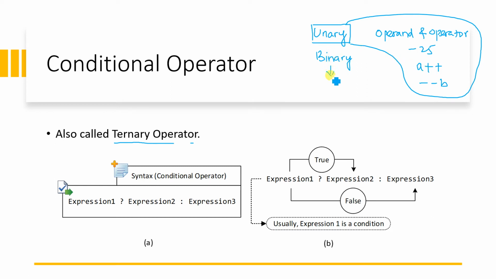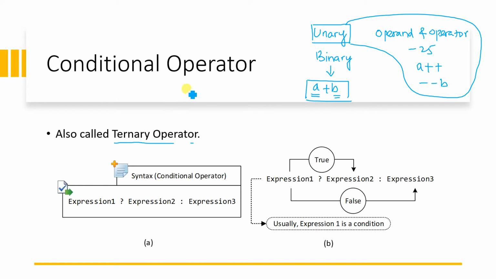Similarly, I have already talked about binary operators. In a binary operator, like a plus b, plus is acting as a binary operator because there are two operands involved in this expression. But what do you mean by ternary? Obviously, if unary has one operand and one operator, binary has two operands and one operator, then ternary must have three operands and two operators. That is why it is called the ternary operator.